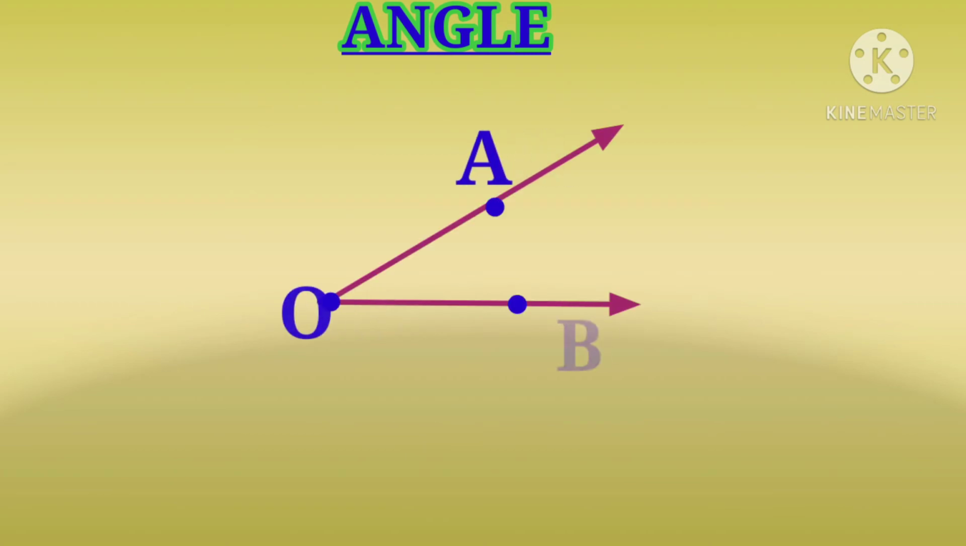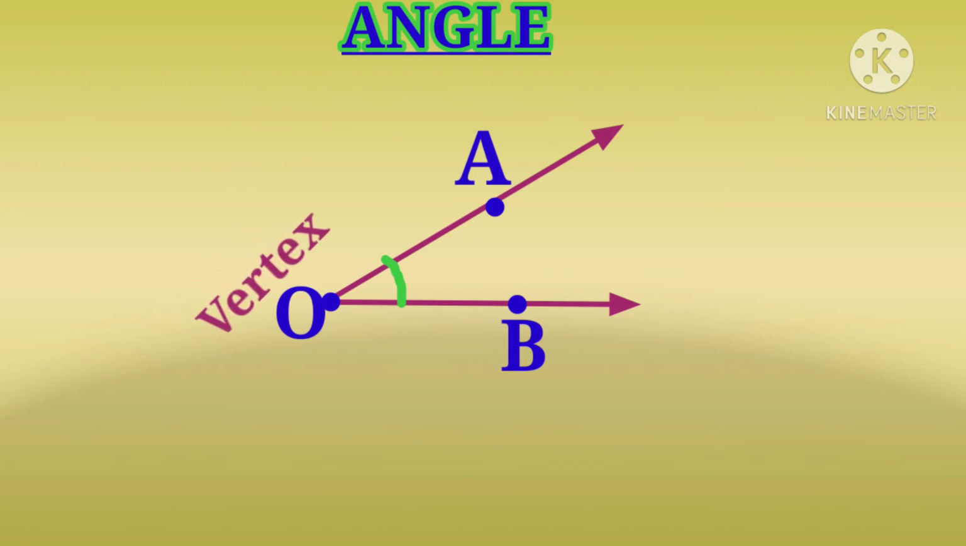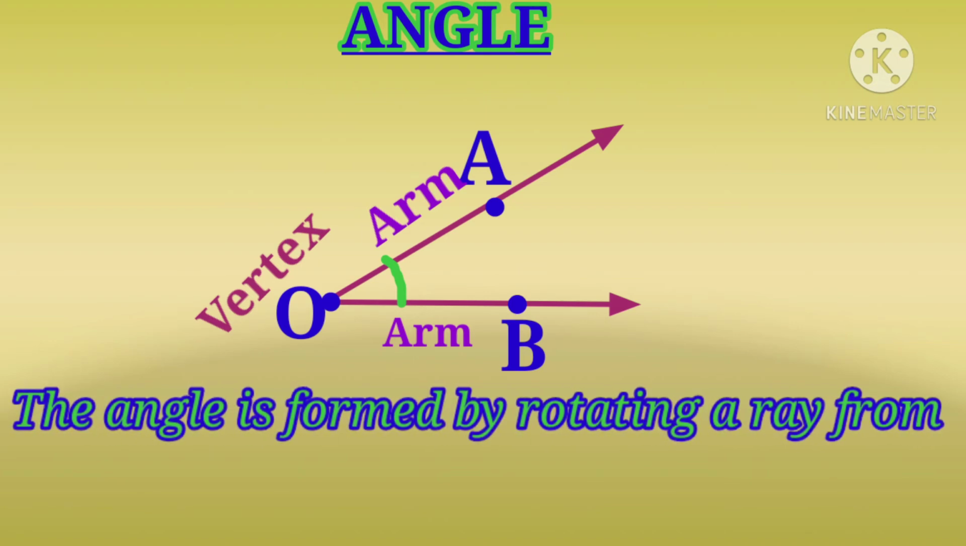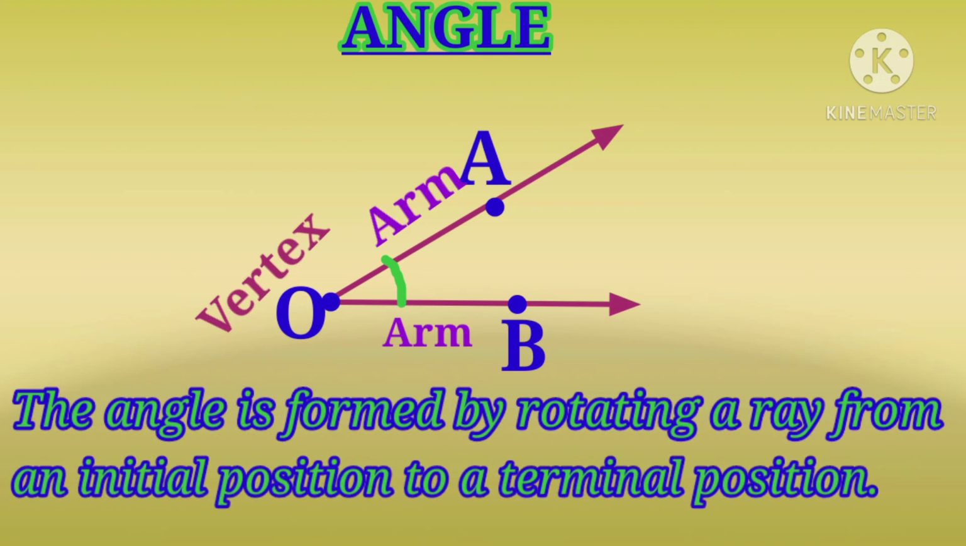Children, the next topic is angle. On the screen you can observe two rays OA and OB. Here the angle is formed by two rays. The rays making an angle are called arms of the angle, and the common point is called the vertex of the angle. The angle is formed by rotating a ray from an initial position to a terminal position.